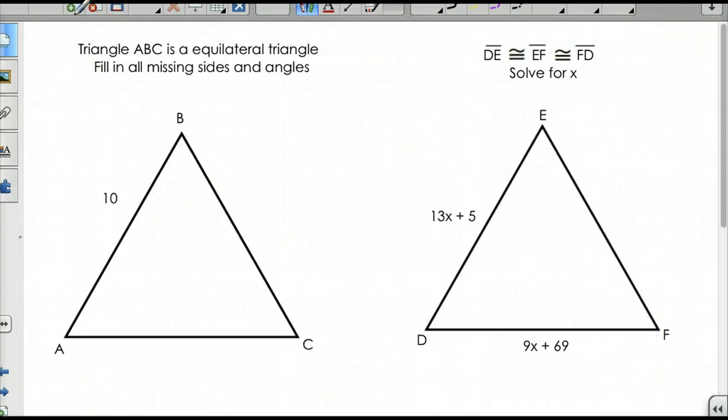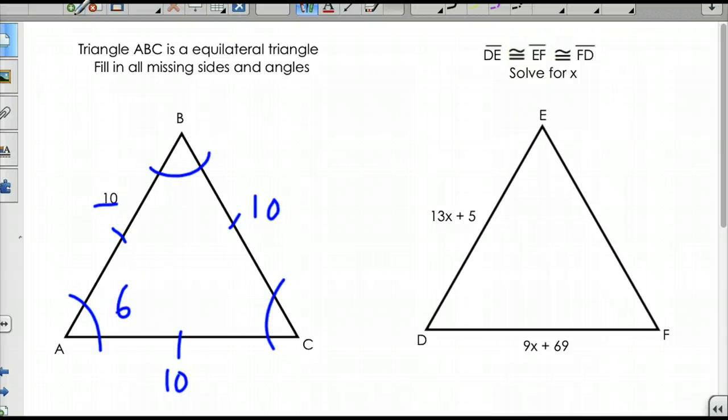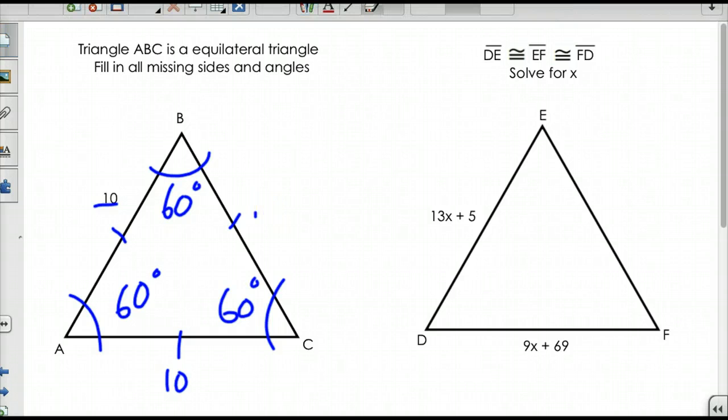So let's do a few of these problems, just work through them. Triangle ABC is an equilateral triangle. Fill in the missing sides and angles. We know that one of the sides is 10, and we know all three sides are congruent. So if one side is 10, then the other two sides are 10. And how do we find out the angles? They are always 60 degrees. Boom! That was easy. So in this triangle, we know DE is congruent to EF, which is congruent to FD. Three congruent sides means it is an equilateral.